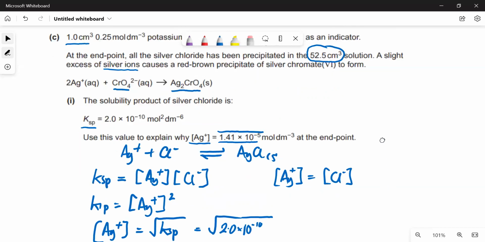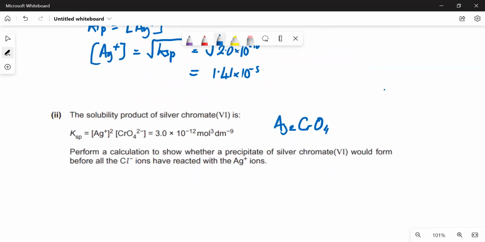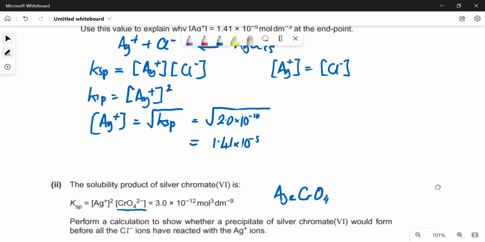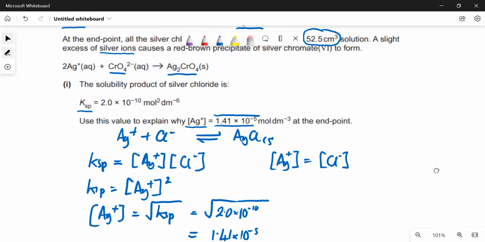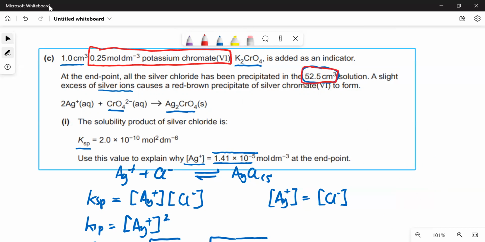So that's the final concentration. What we need to do here is work out the concentration of the chromate ions in that solution. So it tells us you had potassium chromate there, and the concentration of that is 0.05, and we know that the volume is 52.5. So how are we going to work out the concentration of the chromate ions? Well, we're going to do moles over volume. Let's do that.